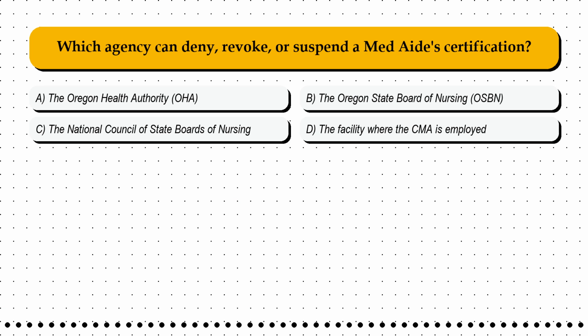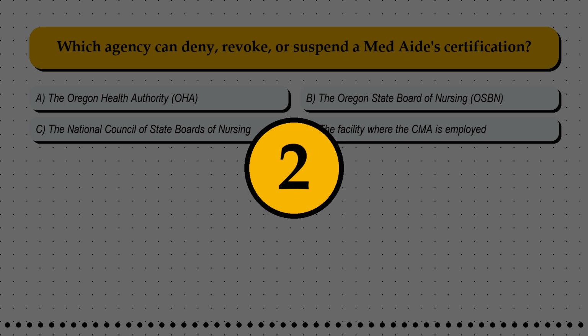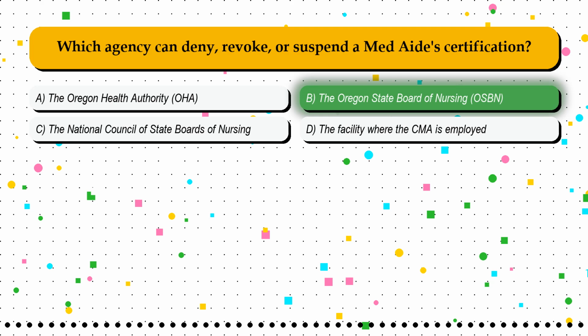Question 327. Which agency can deny, revoke, or suspend a Med-Aide certification? Option A. The Oregon Health Authority, OHA. Option B. The Oregon State Board of Nursing, OSBN. Option C. The National Council of State Boards of Nursing. Option D. The facility where the CMA is employed. The correct answer is option B. The Oregon State Board of Nursing, OSBN.